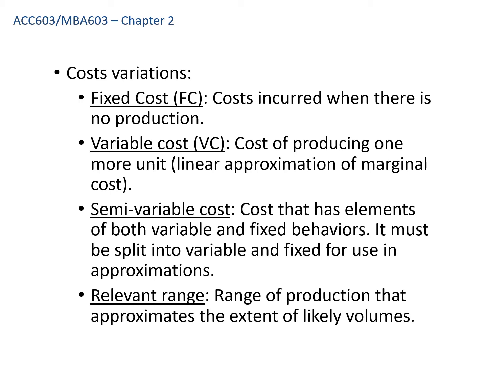So if I make a lot of picnic tables, I'm going to use up a lot of electricity because I'm running a lot of machines. So it's going to have a variable component to it. So what we do with costs like that is we break them into their two pieces, so I can have, in that case, variable electrical cost and fixed electrical cost. So now I can say something about what my total electric cost is at different levels of production.